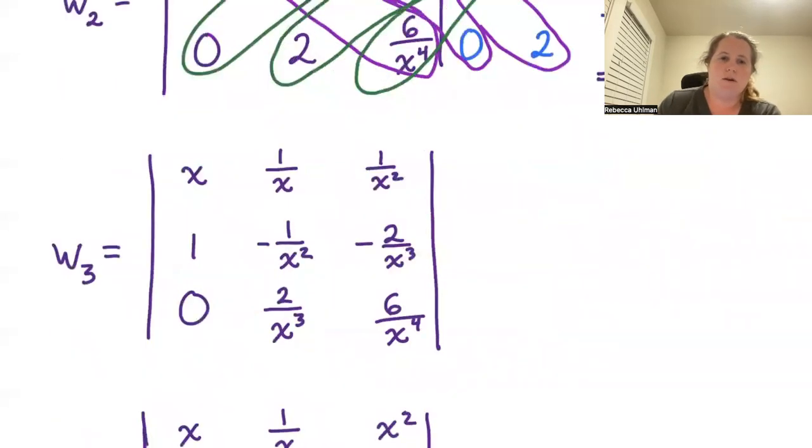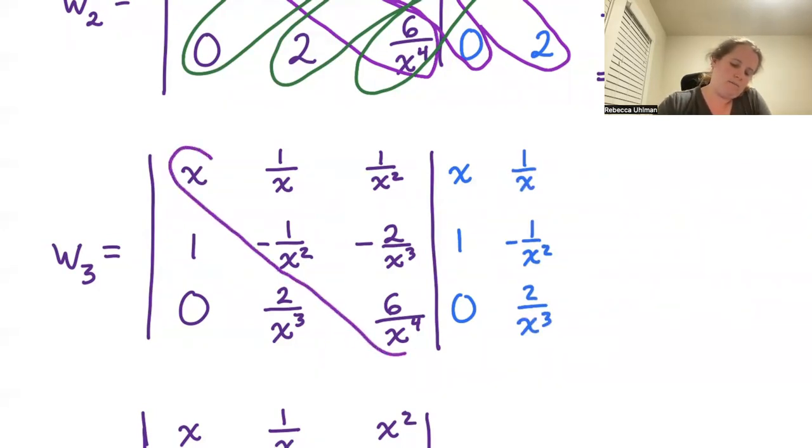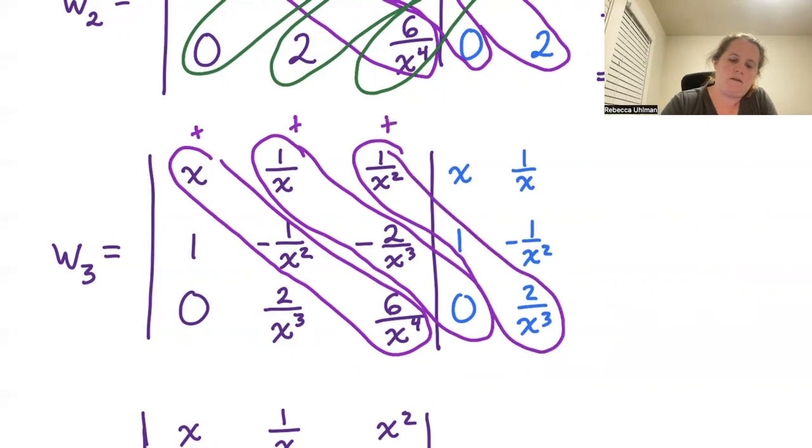Now we move on to W3. Again, just copying the first column and second column. Once again, we will add on our forwards diagonals, and subtract off the backwards diagonals.